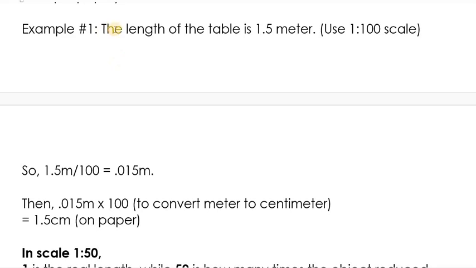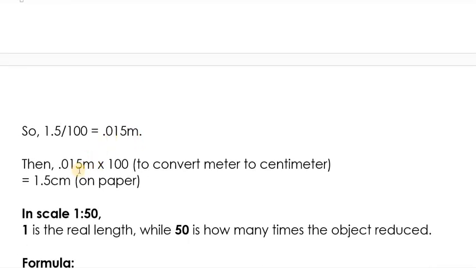Okay, example. The length of the table is 1.5 meter and you're going to use the scale 1 is to 100. So 1.5 meter divided by 100. The original formula of this is where 1 is the real length of the object. But in this case, the real life length of our table is 1.5 meter. So we replace the 1 with 1.5 divided by 100, since we are using scale 1 is to 100. Then the answer is 0.015 meter.